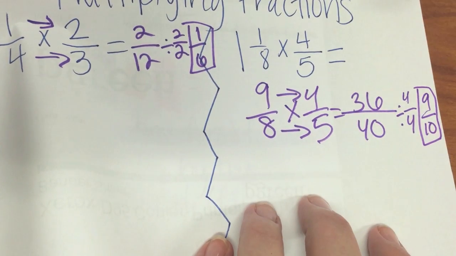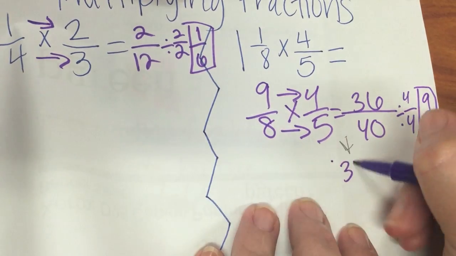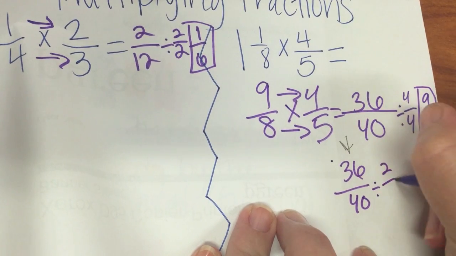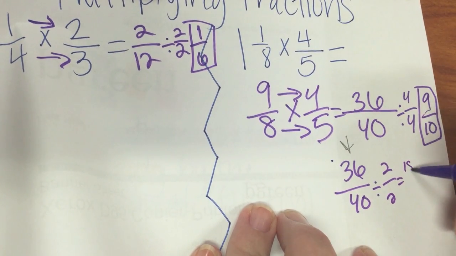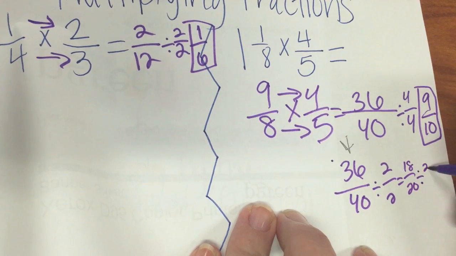If I had forgotten that and had done 2, would I still have gotten the same answer? Of course. Why don't you draw an arrow down and do it? I was going to. 36 over 40 divided by 2, divided by 2. You'll get 18 over 20. And you're going to go, oh, I still need to simplify. Divide by 2 again. And that's 9 over 10.